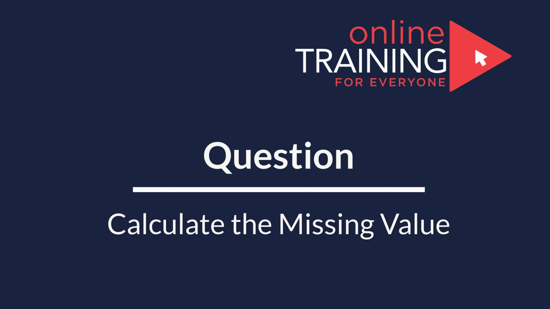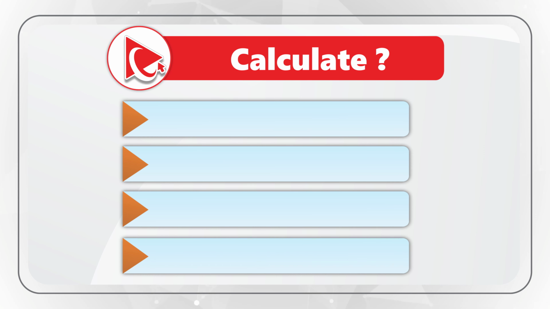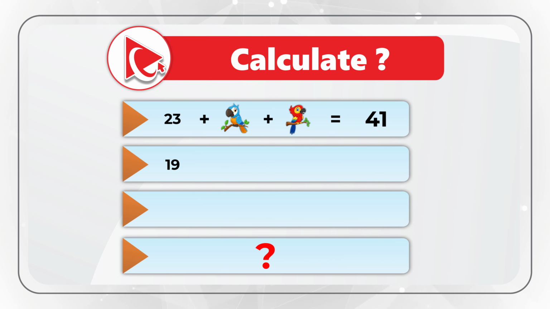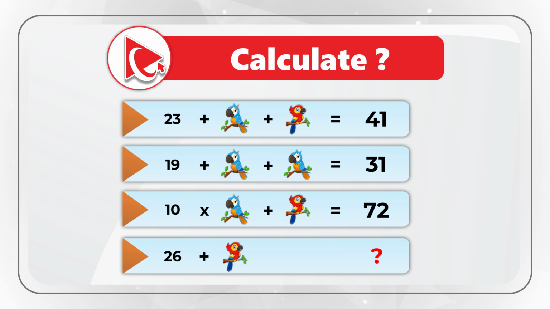One of my favorite questions is where you need to calculate the missing value. You're presented with 3 equations, and in the fourth equation, the result is missing. The first equation is 23 multiplied by blue parrot plus red parrot equals 41. Second equation, 19 plus blue parrot equals 31. Third equation is 10 multiplied by blue parrot plus red parrot equals 72. And last but not least, the expression is 26 plus red parrot multiplied by blue parrot equals missing value.